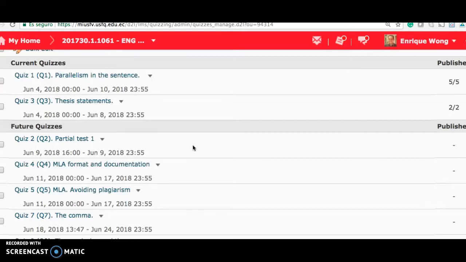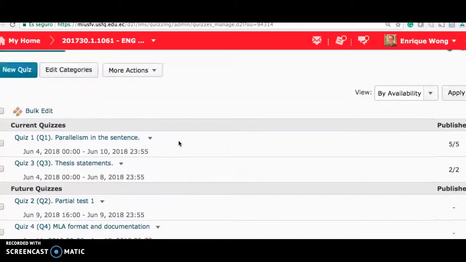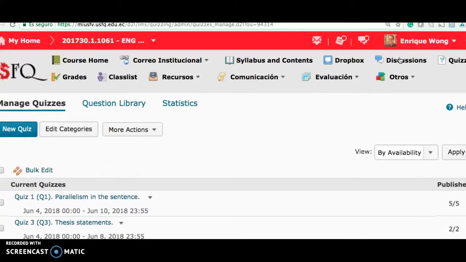If you study the material from the learning object, you're going to be in great shape for the first partial test. So this is all you've got to do in the second week.